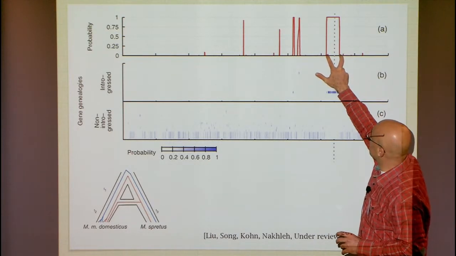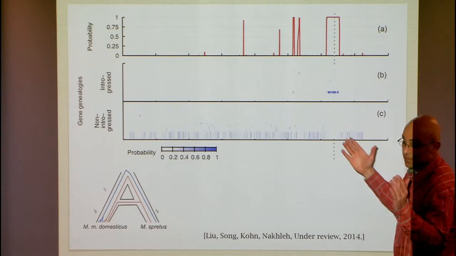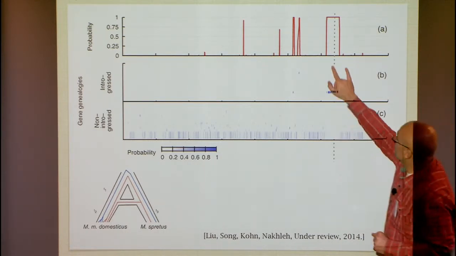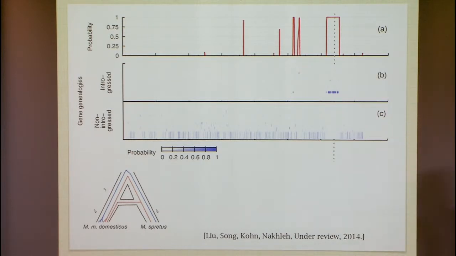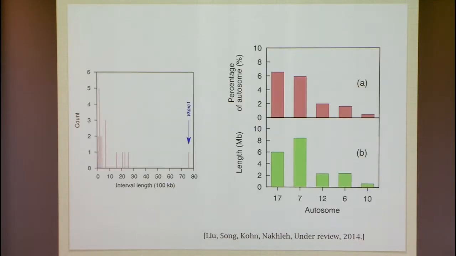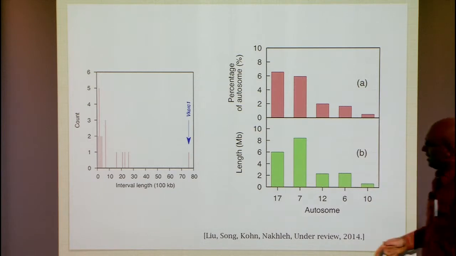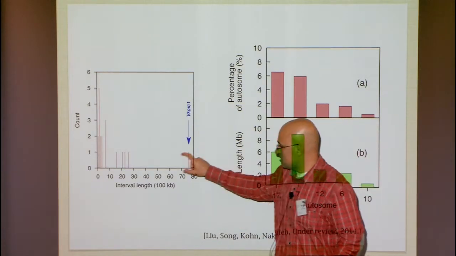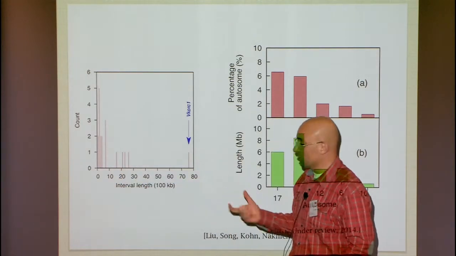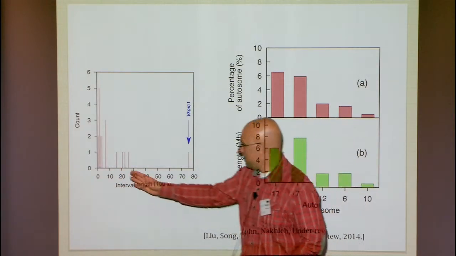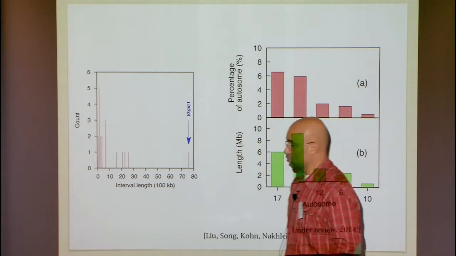So our method detected this region, and it's actually the largest region that it detected to be introgressed, and VCOR-C1 is here. And there are actually a few more that we detect. And the results can be summarized. We found 19 regions in the genomes that are introgressed. 5 of them are longer than 1 megabase pairs, and 14 of them are shorter than that.